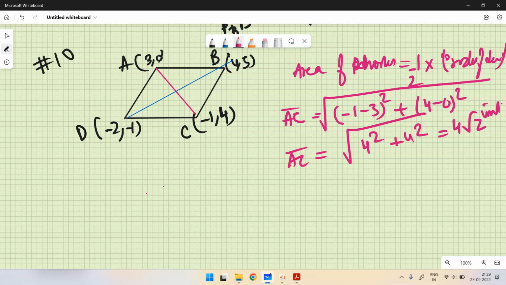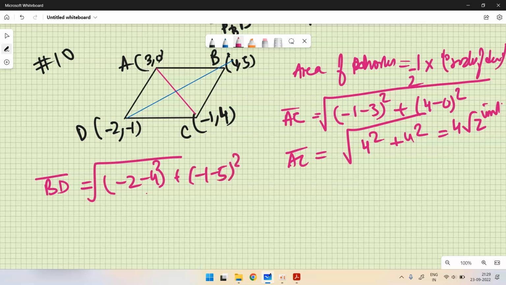AC has been calculated, now BD. If you calculate this, it is the square root of (minus 2 minus 4) whole square plus (minus 1 minus 5) whole square. This is nothing but 6 square plus 6 square under root, which is 6 root 2 units.